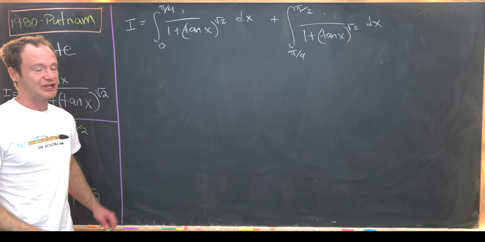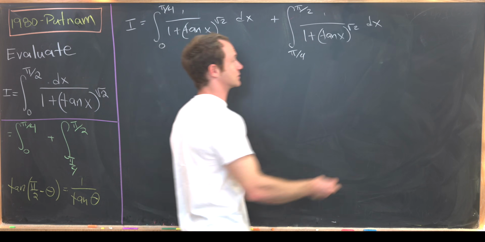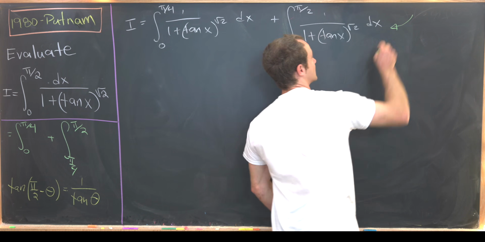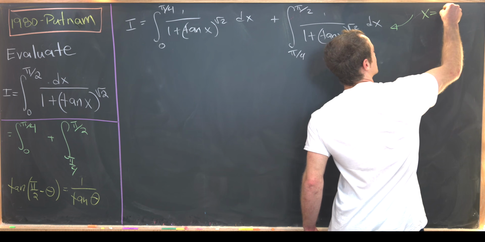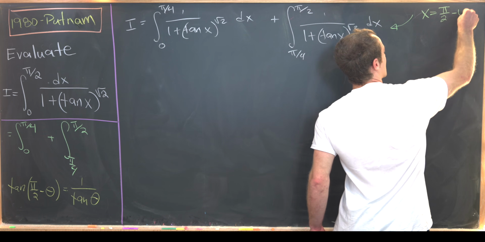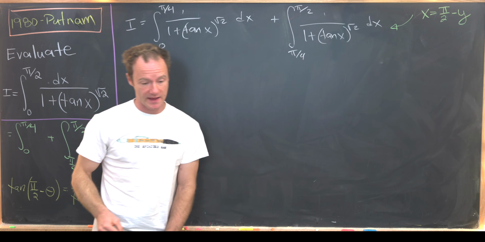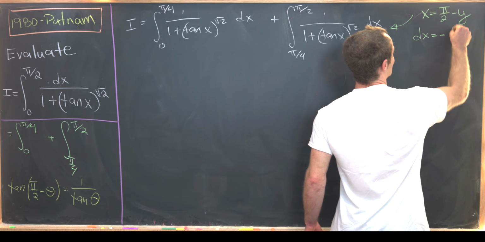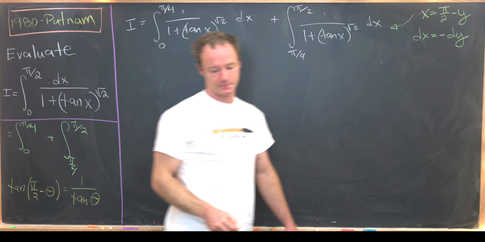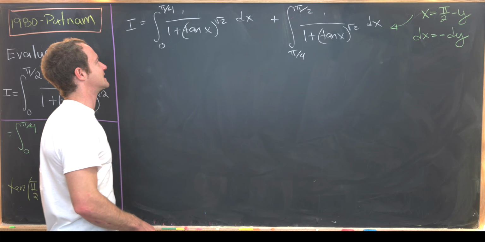And now I want to do a change of variables in that second integral. So the change of variables that I'll do is I'll set x equal to pi over 2 minus y. But that means that dx is equal to minus dy. Okay, so let's see what that does to our setup.